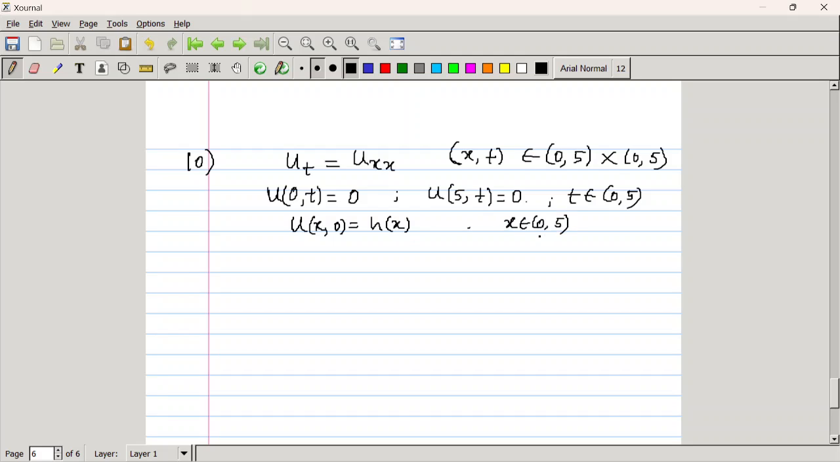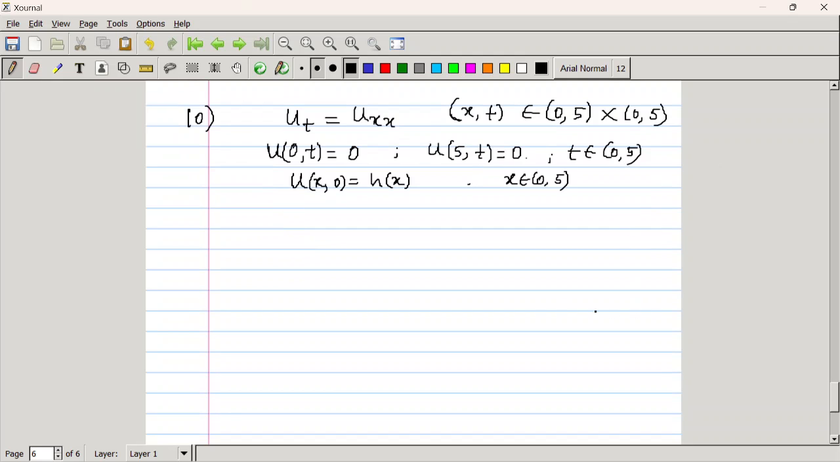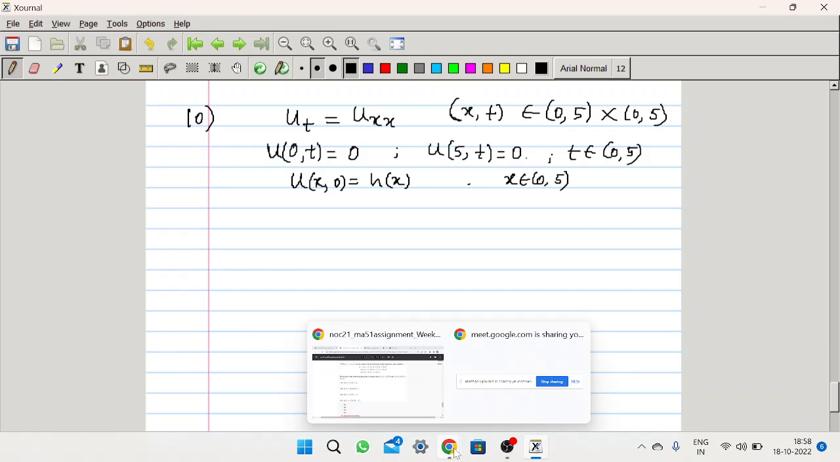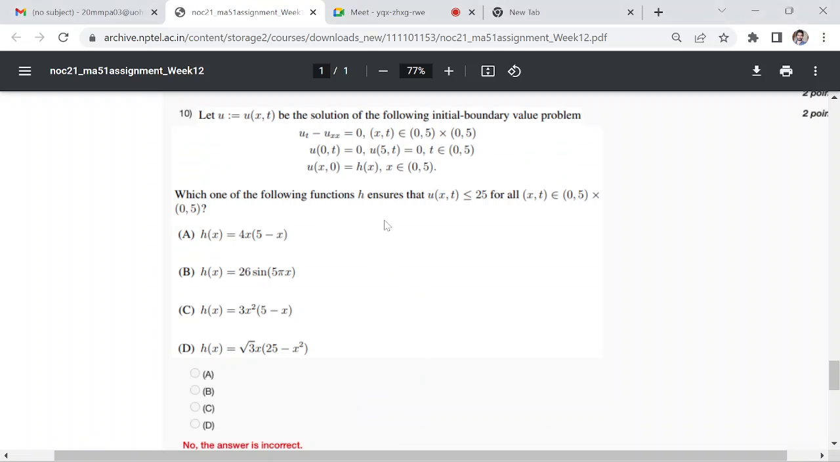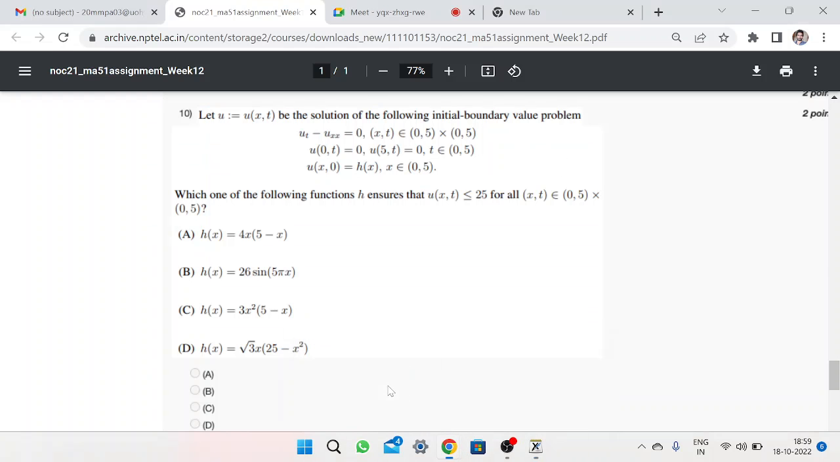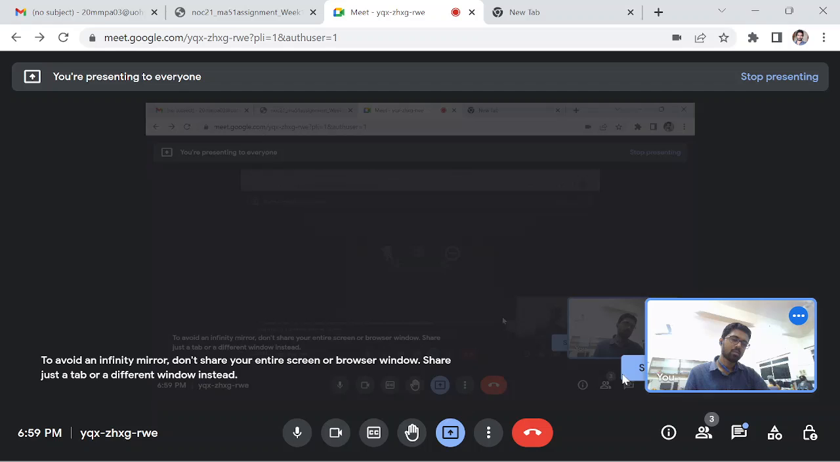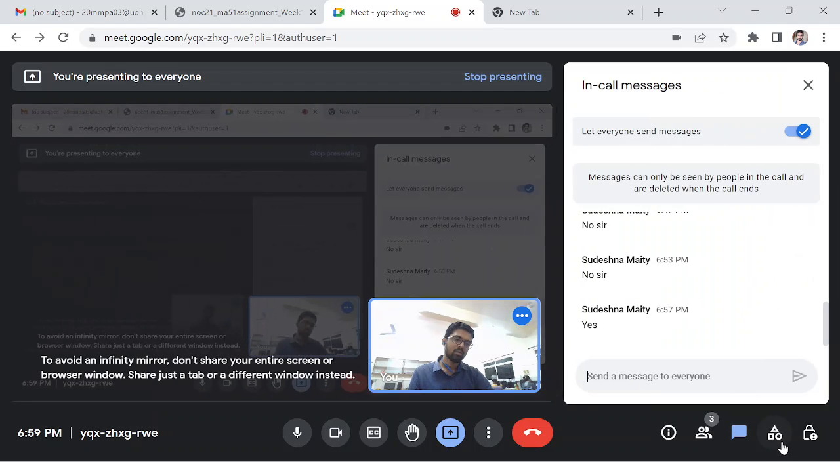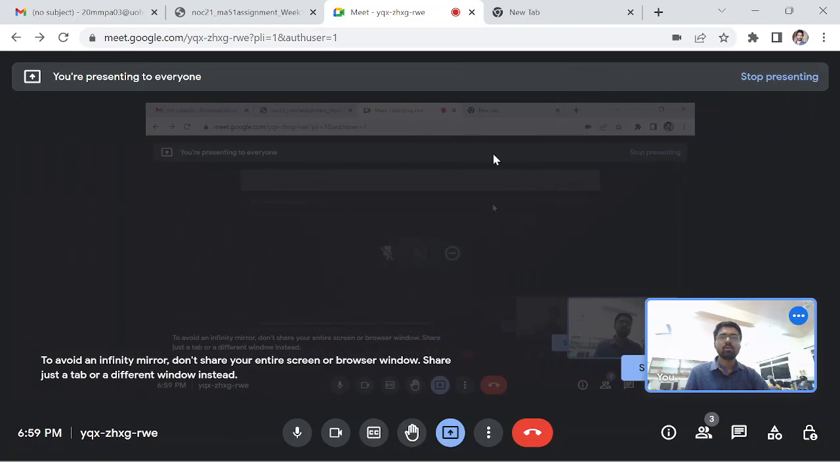Now let me show you the question again. The question is asking which one of the following functions h ensures that u is less than or equal to 25. The h are given as four options, A, B, C, D. So you know the maximum principle of the heat equation. Maximum principle of the heat equation, you know. Okay, no. Okay, I will tell you.